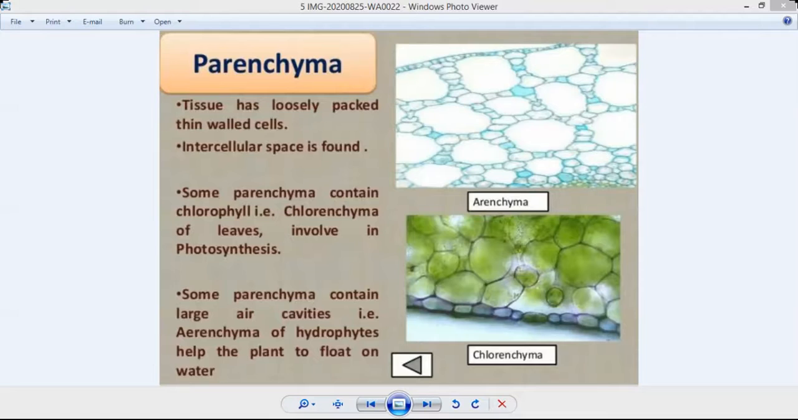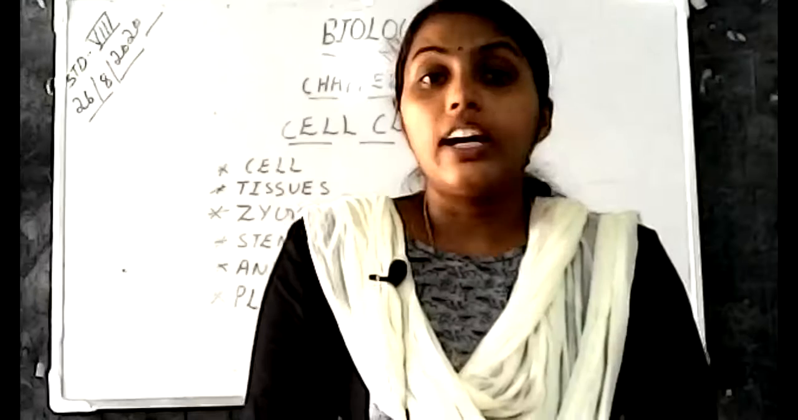Hydrophytes means water plants. The plants float on the water. So hydrophytes or water plants are capable of floating in the water because of the presence of aerenchyma. Aerenchyma cells are present. Aerenchyma and chlorenchyma are both types of parenchyma tissue, different kinds of parenchyma tissues. Now the next one is the chlorenchyma.